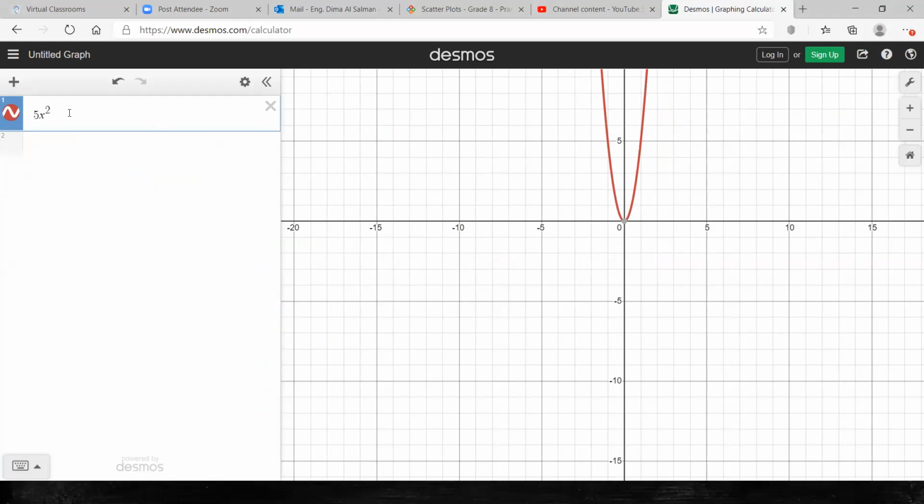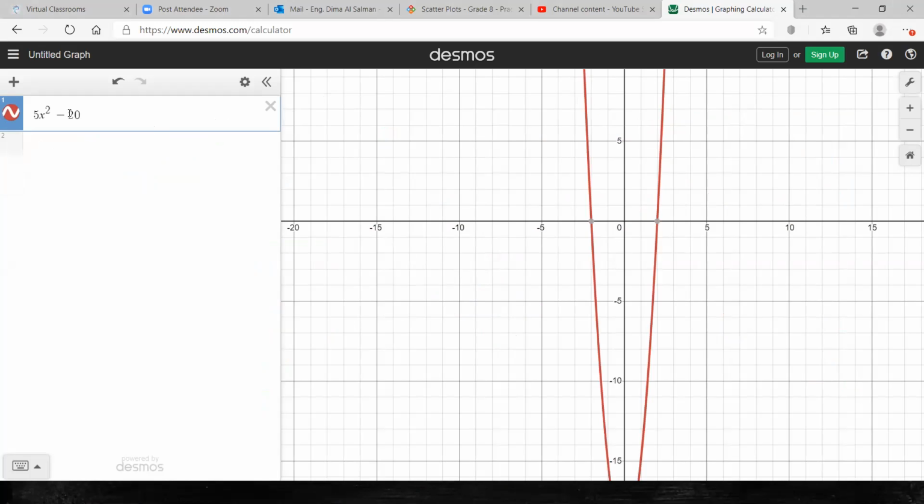5x squared minus 20. Yes, look at it here. The two solutions are both negative 2 and 2. That's what I solved by finding the square root.